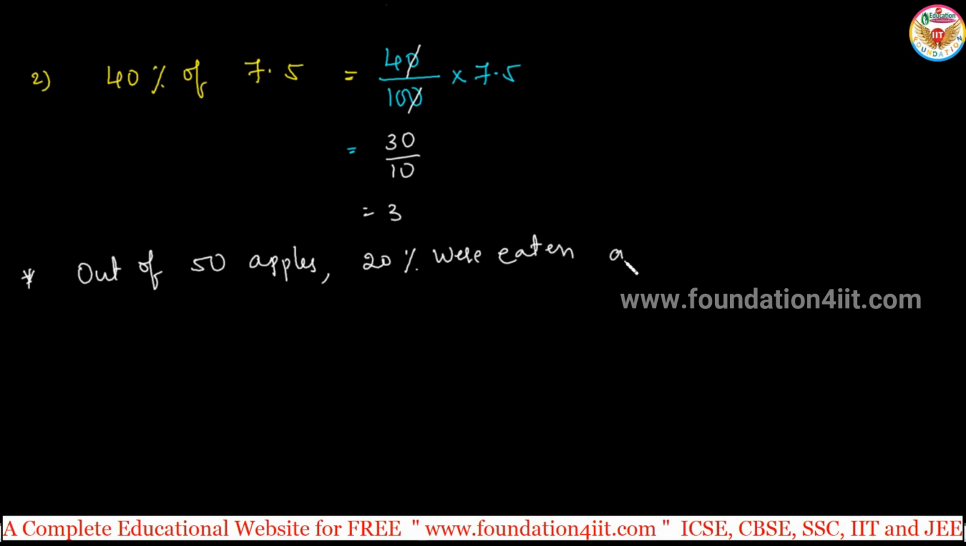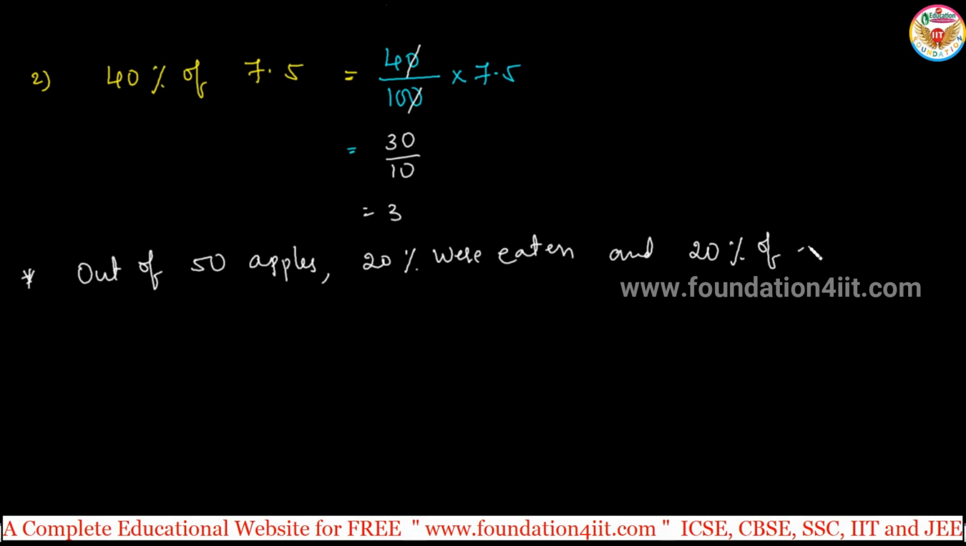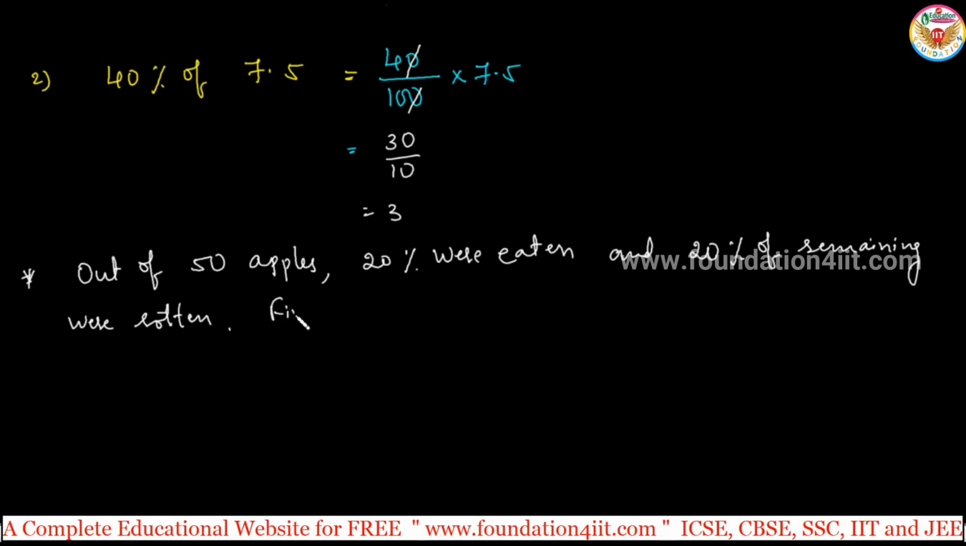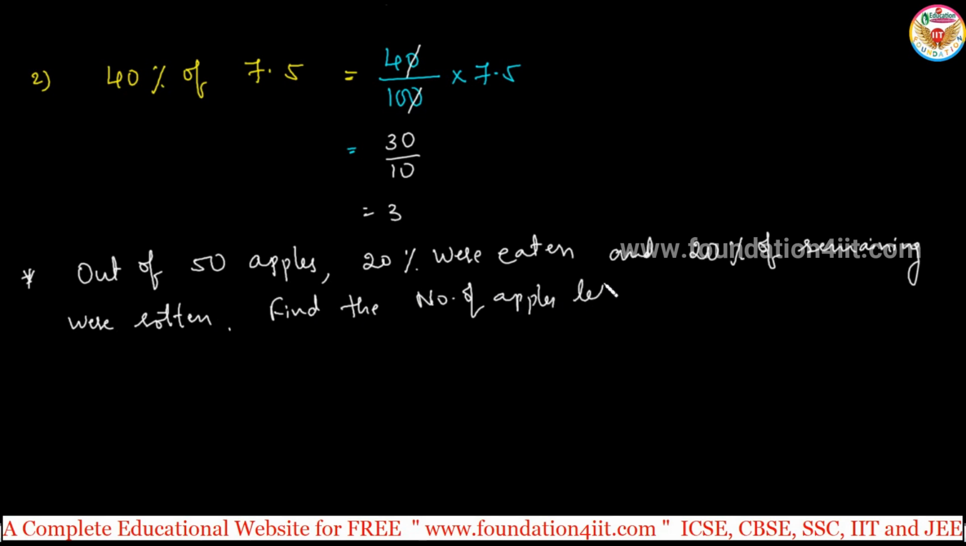First statement. And 20% of the remaining were rotten. Now find the number of apples left. Right. So this is the question.